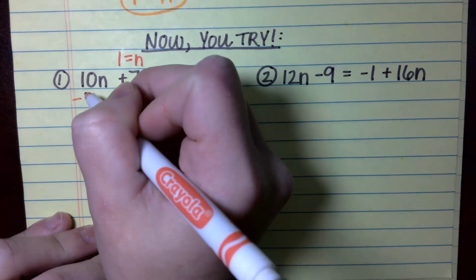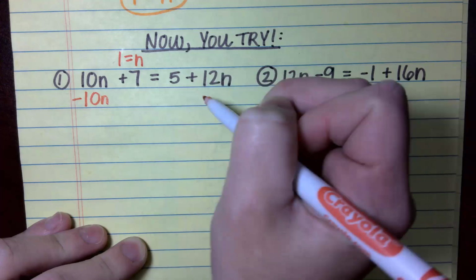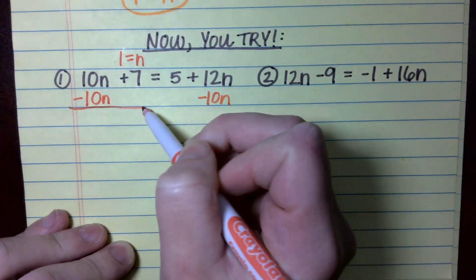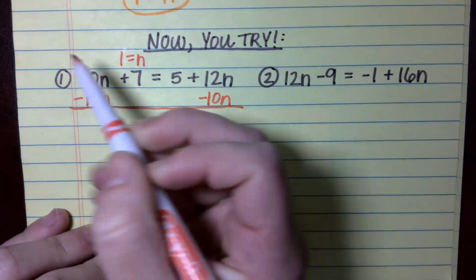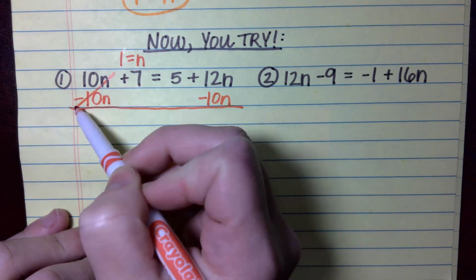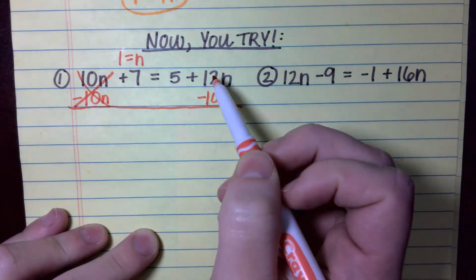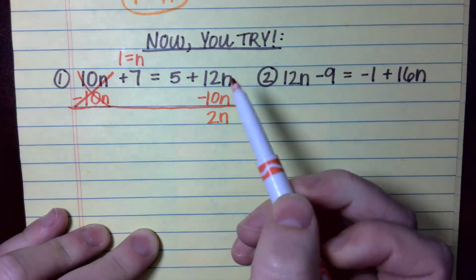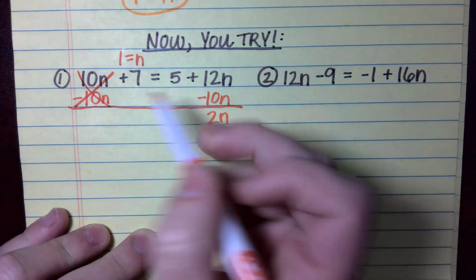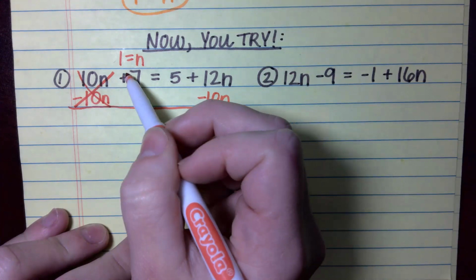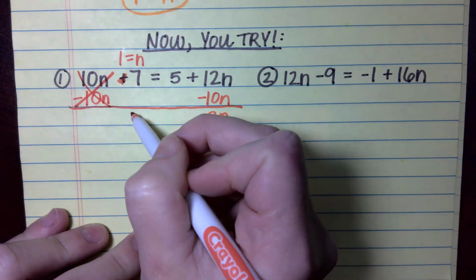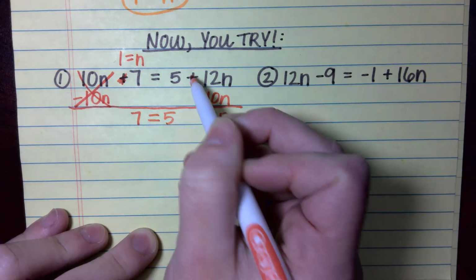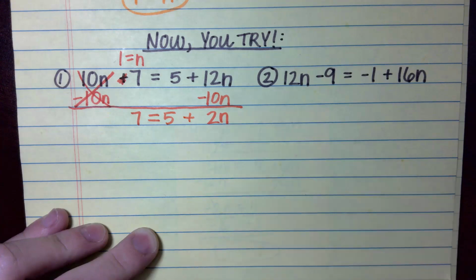Okay, let's do that. Minus 10n. Minus 10n. And we're going to draw a nice little line. What happens to these? Cancel out. They're gone. Don't worry about them anymore. What is 12n minus 2n? 10n? 2n. And we got to bring everything else down. I'm not adding anything to 7 anymore, so I don't need that plus sign either. I'm just going to write 7 equals 5 plus 2n.